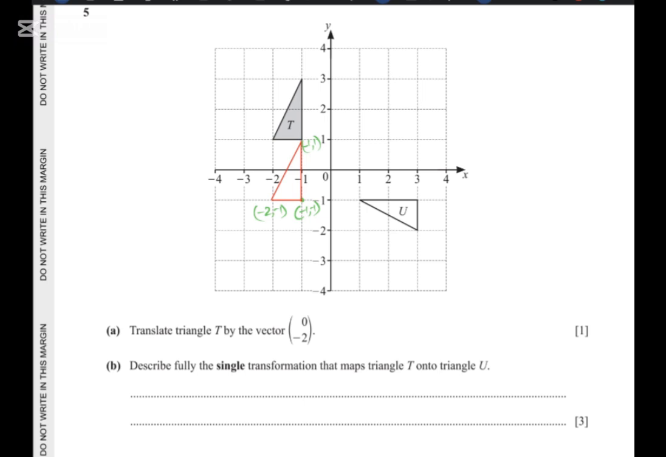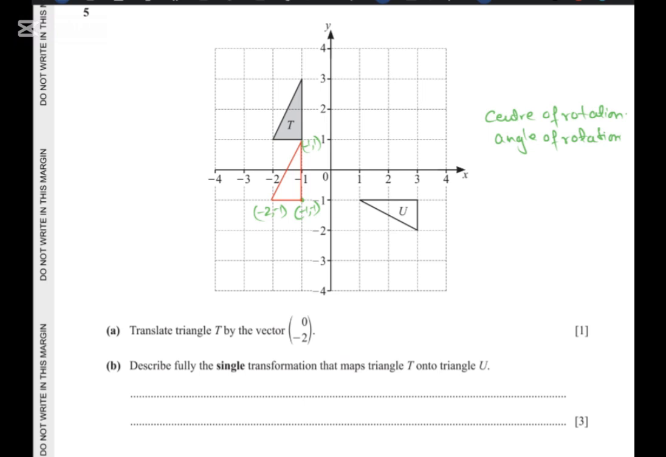Question number B. Describe fully the single transformation that maps triangle T onto triangle U. So when you see triangles T and U, you can understand that this is a rotation. For rotation, you always first have to find the center of rotation, and we need to find the angle of rotation, with direction, whether it is clockwise or anti-clockwise.